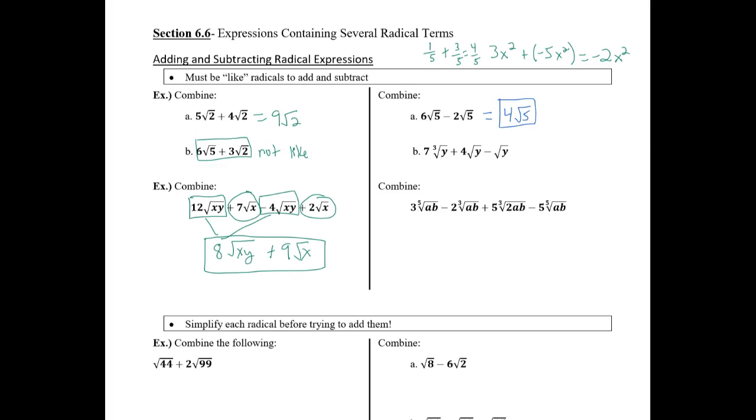In part B, I see this cube root. That is not the same as a square root, so I can only add the like terms here. So that 7 cube root of y stays the same, because it is not like, it has a different index. It's a cube root versus a square root. And then the like terms, 4 square root of y minus square root of y, that's the same thing as saying 4 minus 1. So 4 minus 1 is 3 square root of y. And that's just as far as we can go.